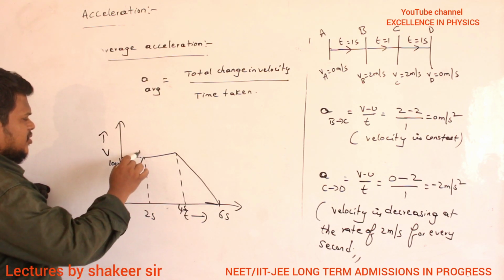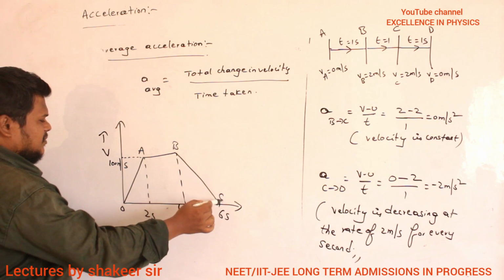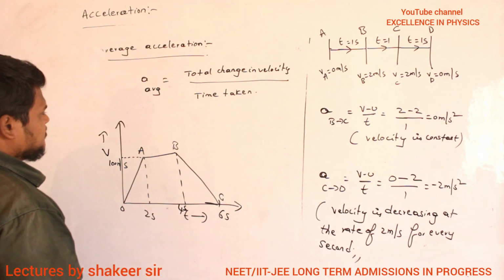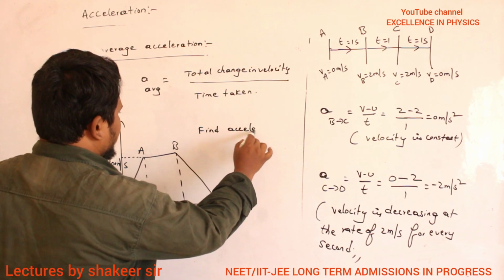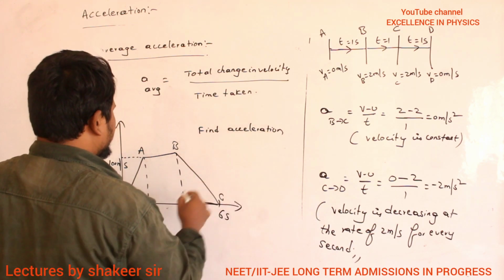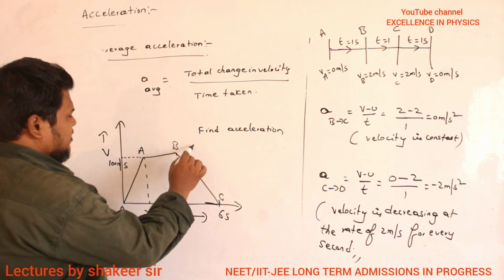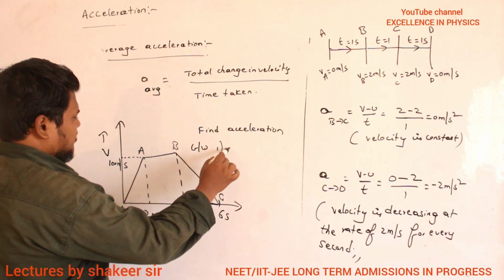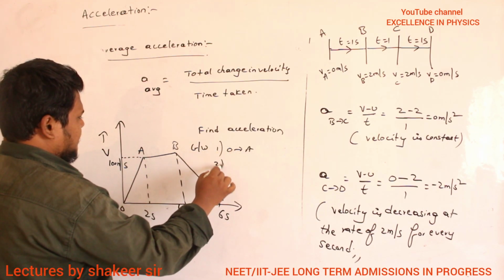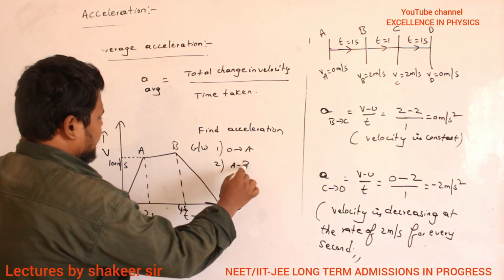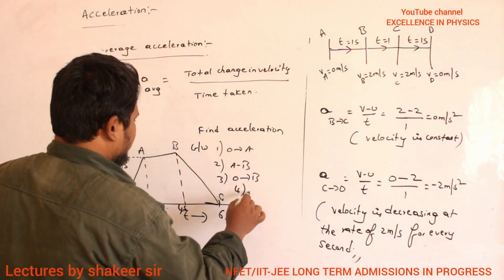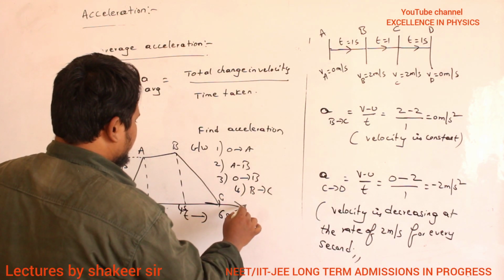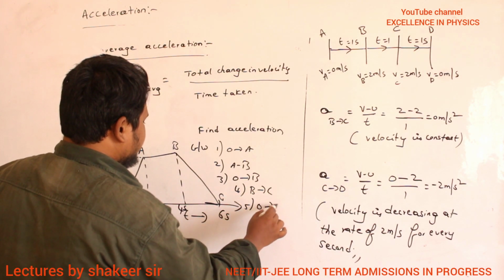Let the points be O, A, B, and C. So the question is, find acceleration from where to where? First, between O and A; second, A to B; third, O to B; fourth, B to C; fifth, O to C. Clear?